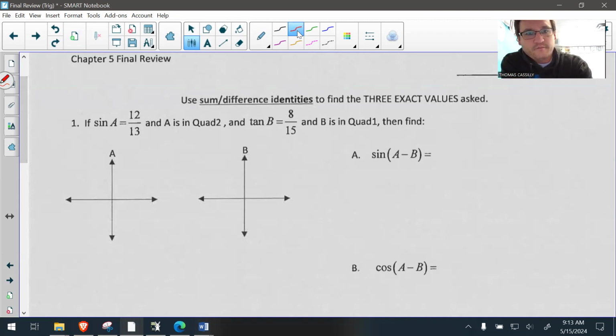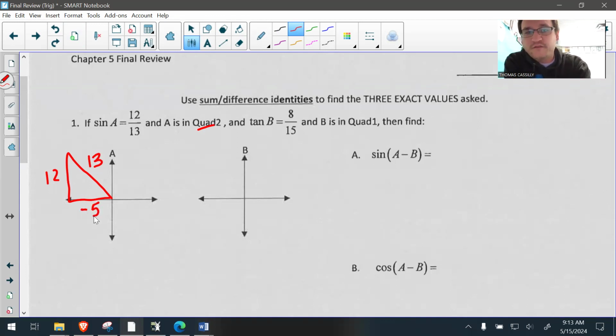First things first, we are in quadrant 2. The sine of A, if we make this triangle, the sine is the opposite over the hypotenuse. Using Pythagorean theorem, I'm not going to do that. This is going to be -5. This is a Pythagorean triple.